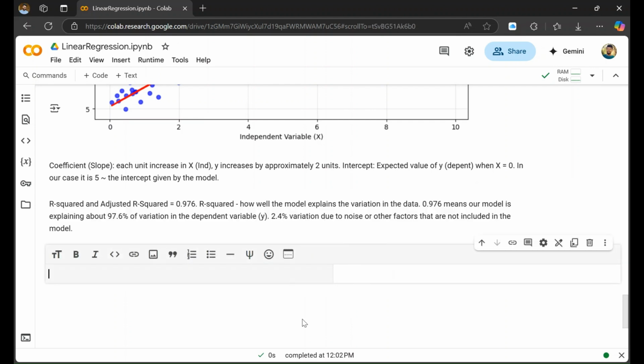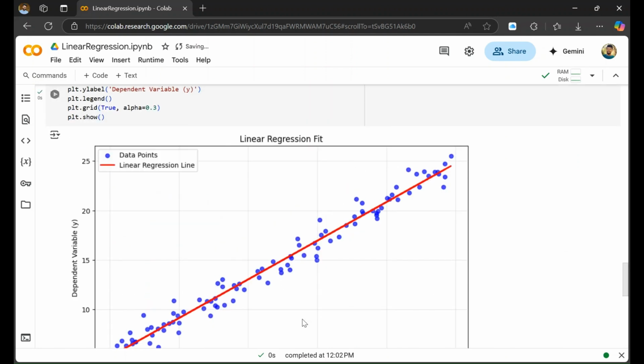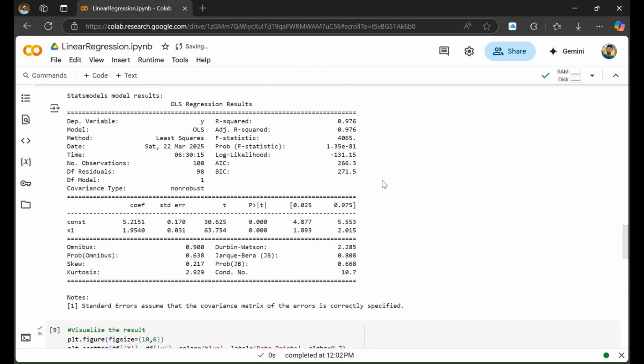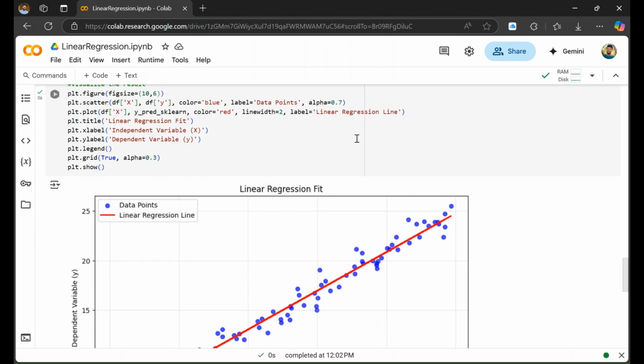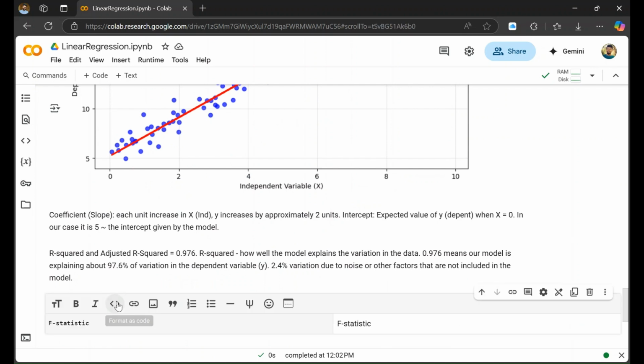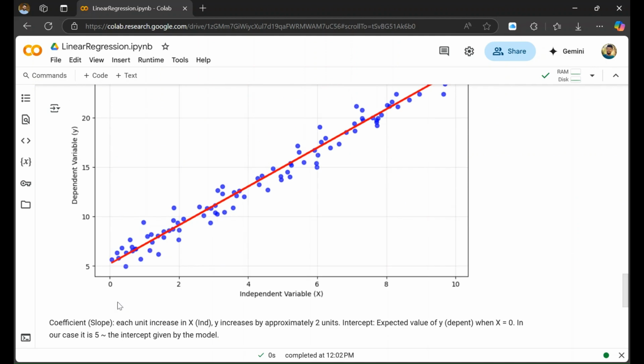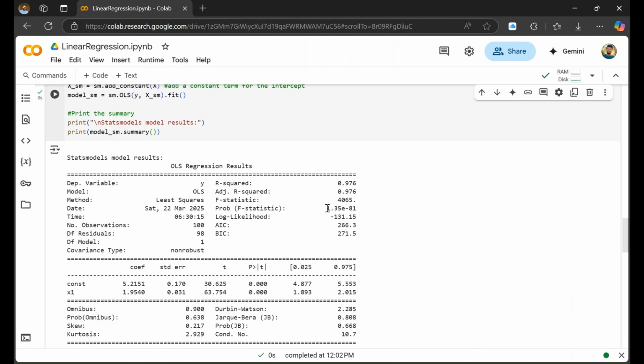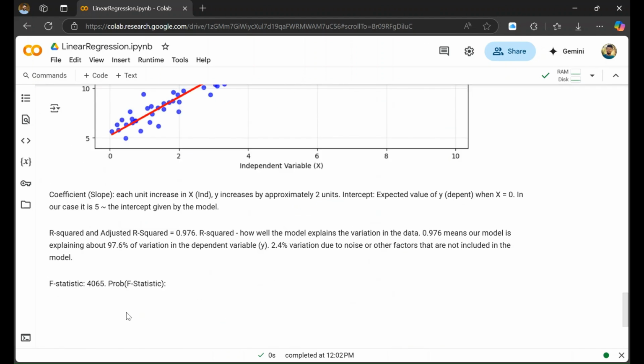Next, we have the F statistic. This is the value here. Our F statistic is 4000, and the probability of the F statistic is this much, 1.35 times 10 to the power of minus 81.